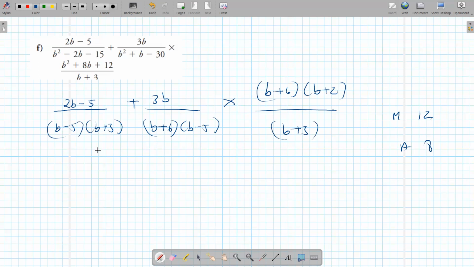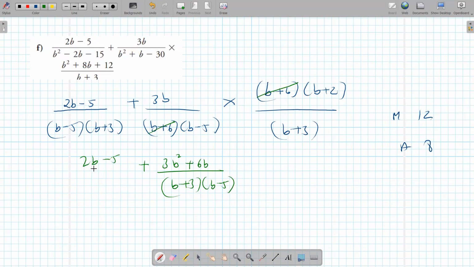Let's see if anything cancels. Again, you have to use the BEDMAS. You can't add them up first because BEDMAS. If something is being multiplied, gotta deal with that. So here, this and this cancels out. Nothing else cancels out. You can FOIL that bracket. And all over b plus 3, b minus 5.